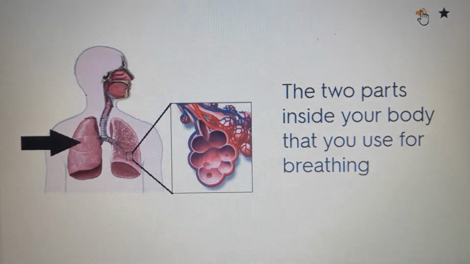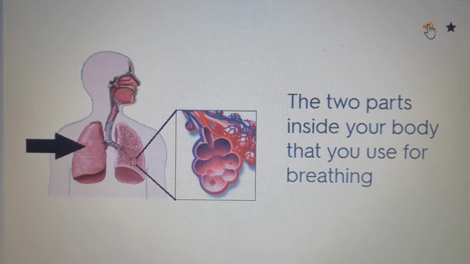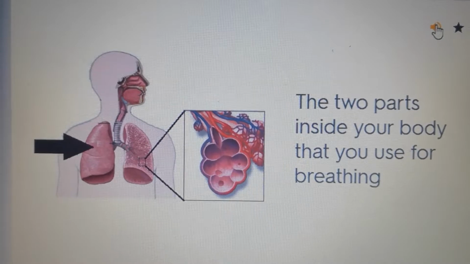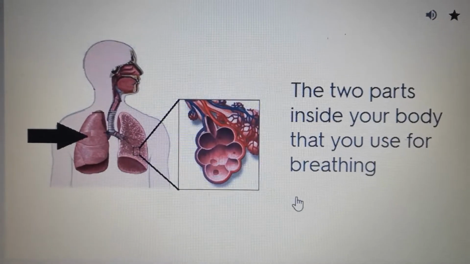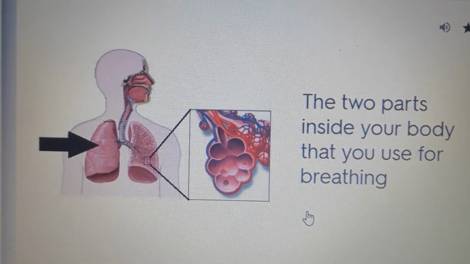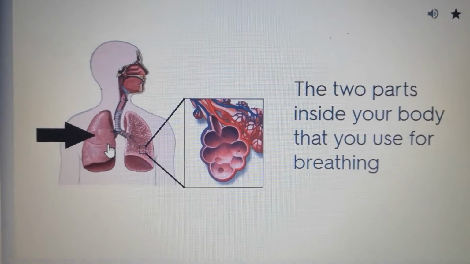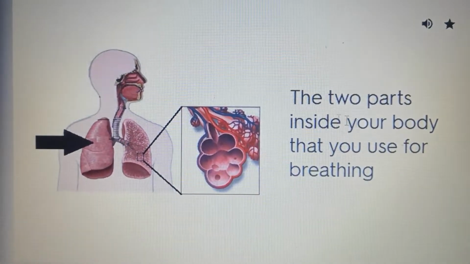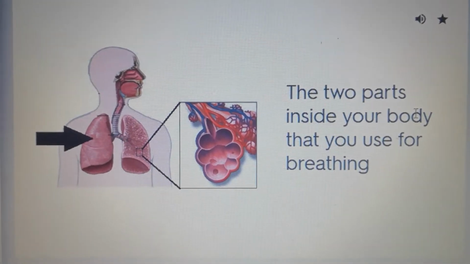This is very important, so we have to take care of this one. If your dad is smoking, you have to tell him that smoking is not good for his lungs, because they are used for breathing. For example, Andy has powerful lungs because he exercises often. So here again in the picture, the 2 parts inside your body that you use for breathing are called lungs.